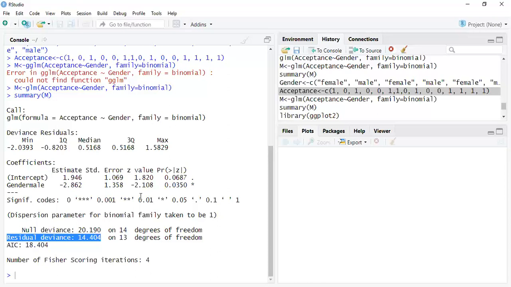And obviously it's -2.8, let's just say -3 practically. So that's pretty significant within this graduate program. So that's important.